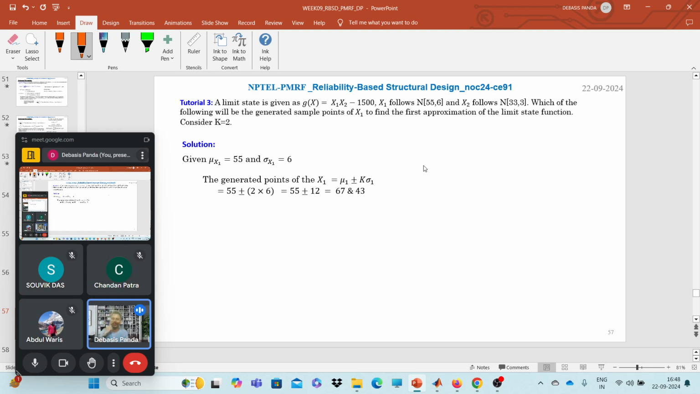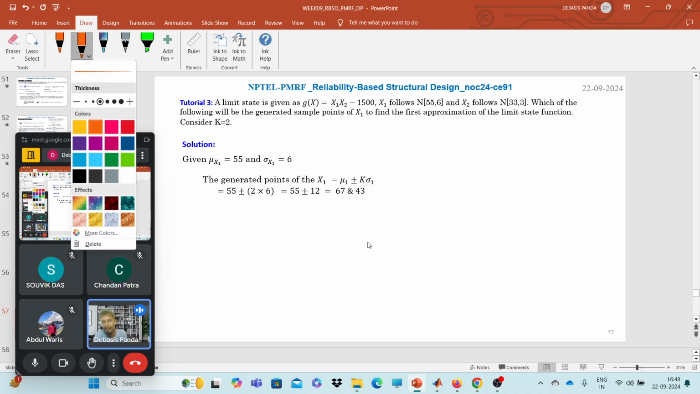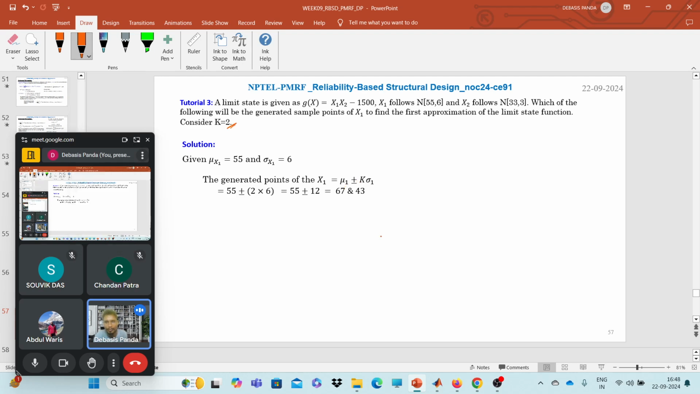The question is incomplete actually. The answers should be given. That means how you can generate the sample points for this. So what is the formula or the rule for it? Mu plus minus k sigma. Yes. So mean plus minus k sigma, k is given as 2. So the first value will be the mean. Then the other values will be plus and minus.